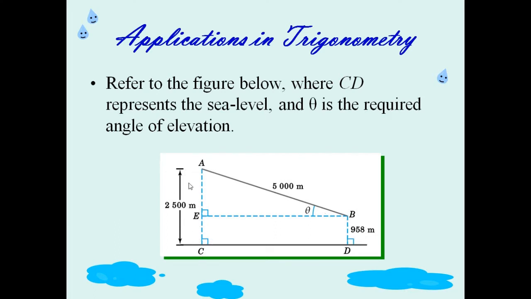In this trapezium, these two lines are vertical, so they make right angles here. And you can divide your trapezium into a right-angled triangle and a rectangle. So according to the trigonometric ratios, you can consider the triangle AEB.